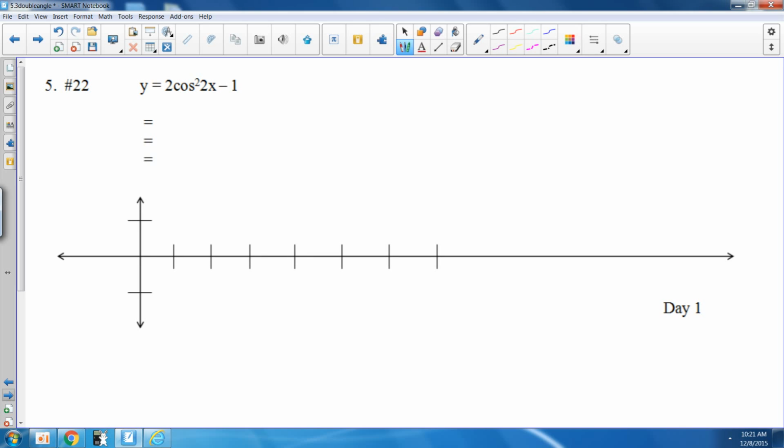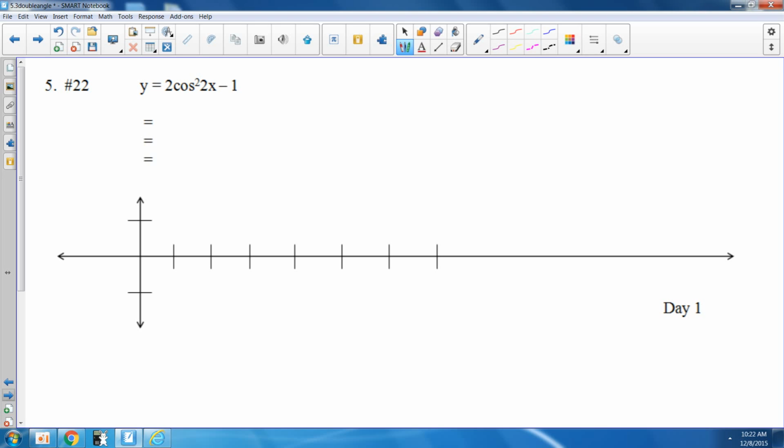Let's take a look at number 22. Number 22 says that I have y equals 2 cosine 2x quantity squared minus 1, and the directions are to graph this. Let's just say it's one cycle. And what you have to do is match that right side up with an identity and then simplify. Now, when you match it up, the matching has to be exact in order to use the identity. If it's not, you can't use it.